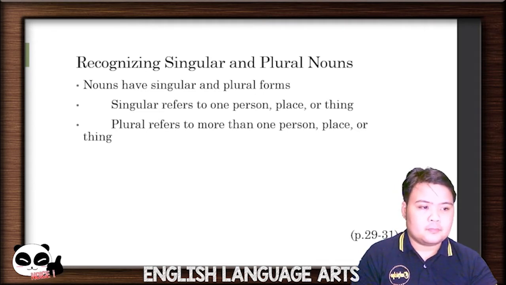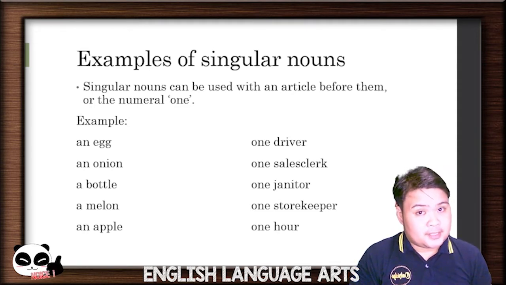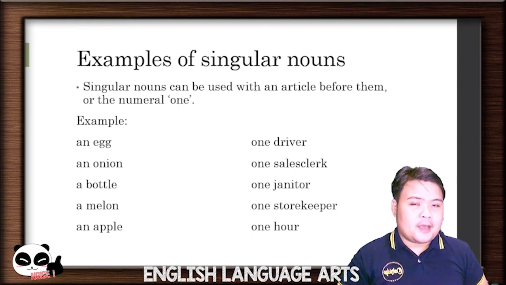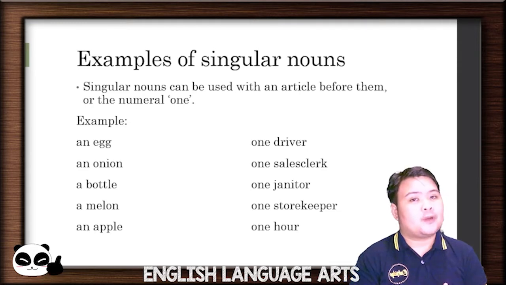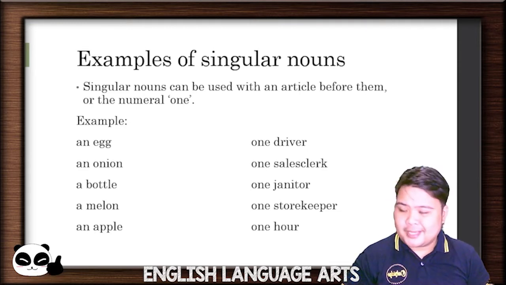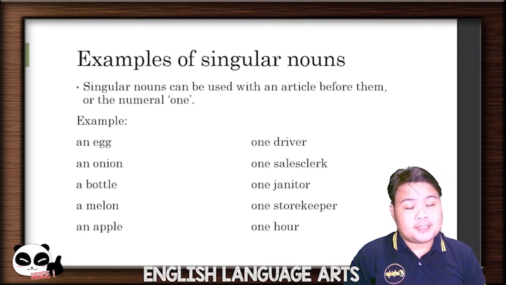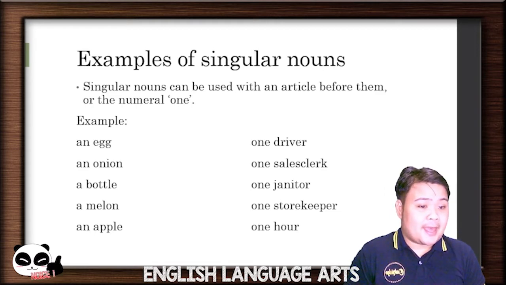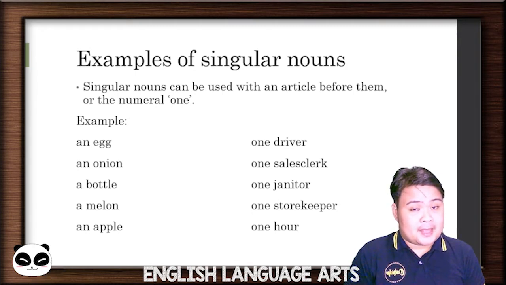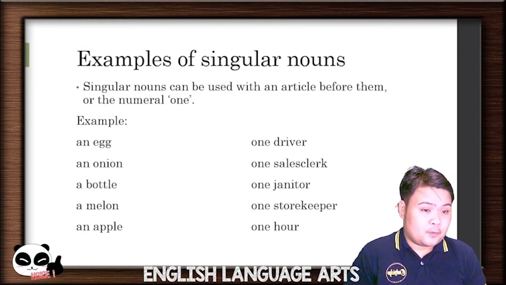Now, these are examples of nouns in the singular form. Take note, for nouns in the singular form, they have what you call an article, or a determiner. Usually it can be an article like a, an, or the, or it could start with a numeral, for example, 1. Here we have examples: an egg, an onion, a bottle, a melon, an apple, one driver, one sales clerk, one janitor, one storekeeper, 1 hour. Now, these are all nouns in the singular form, right?